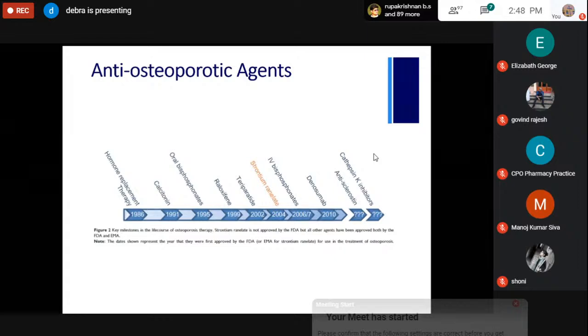This is just some of the key milestones in the course of osteoporosis therapy. Certainly, hormone replacement therapy was very commonly used to treat osteoporosis and to reduce the risk of future fractures. But this was studied more, and a very landmark study called the Women's Health Study showed that the benefit of hormone replacement therapy in reducing fractures didn't outweigh the risk of breast cancer and the thromboembolic risk associated with replacement therapy.